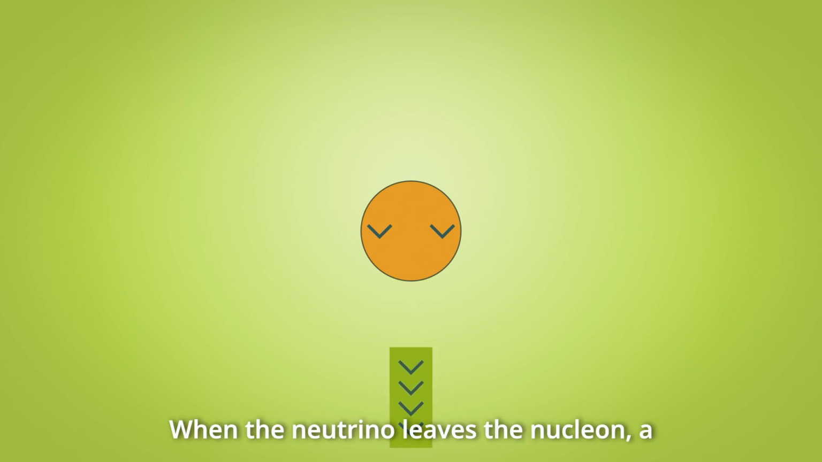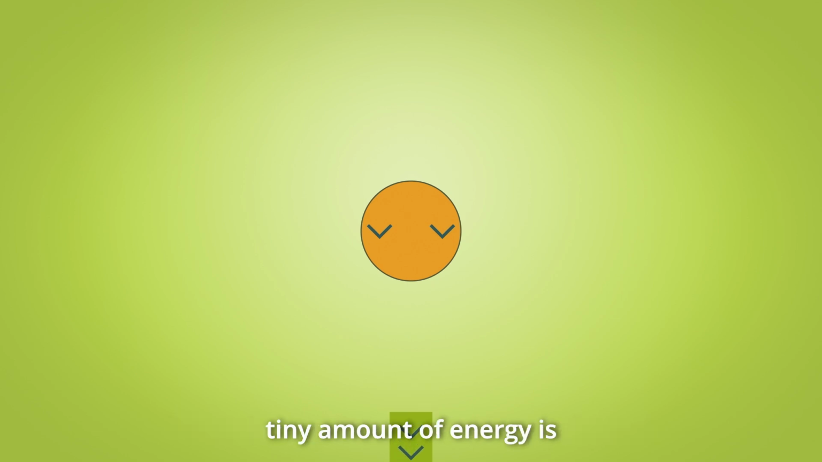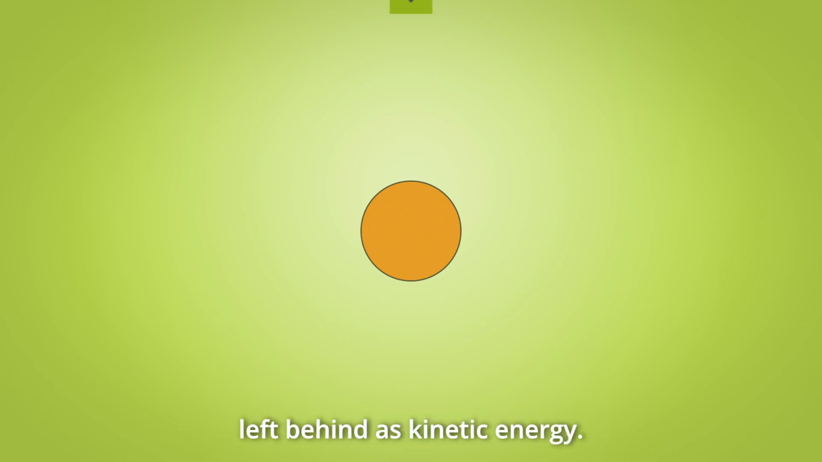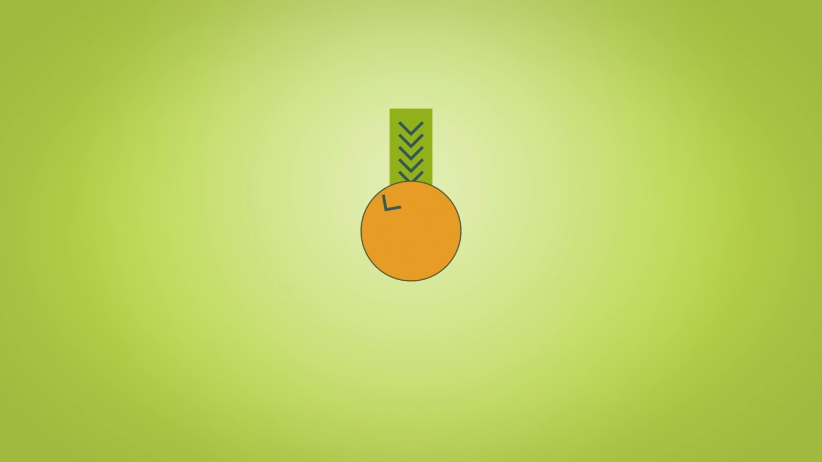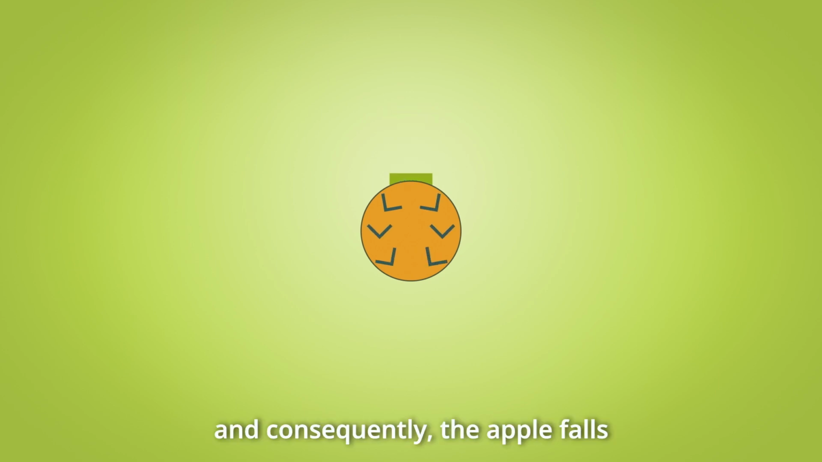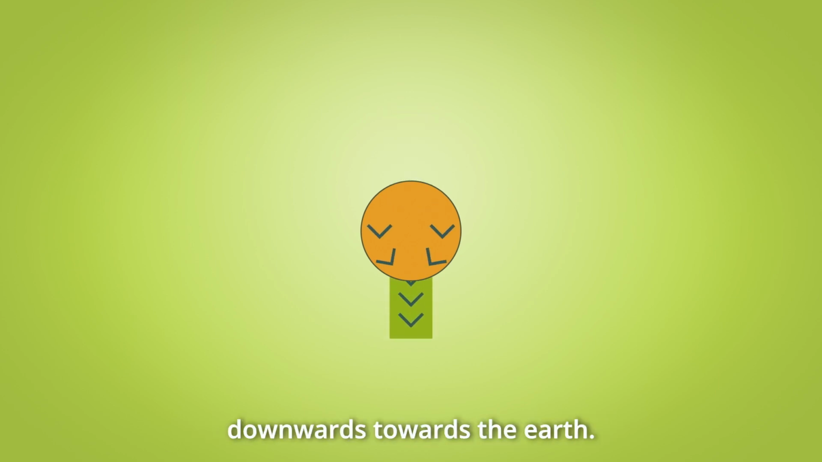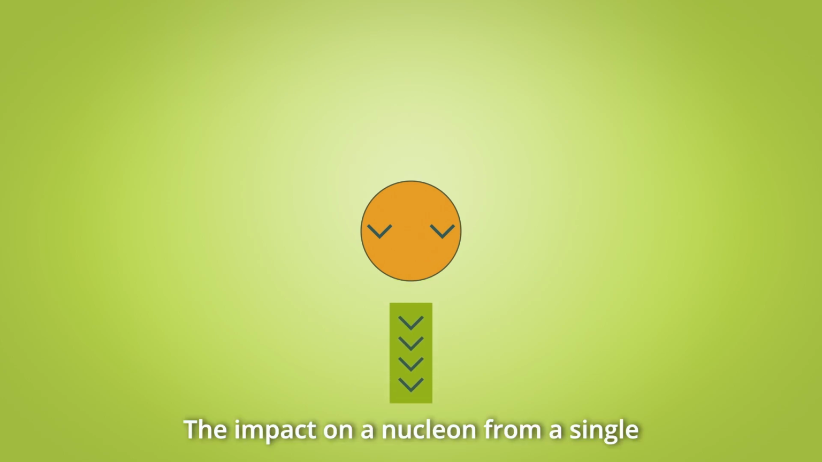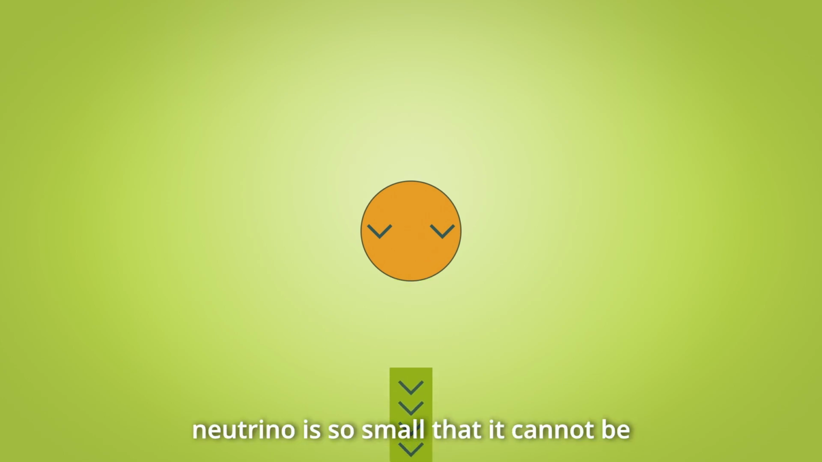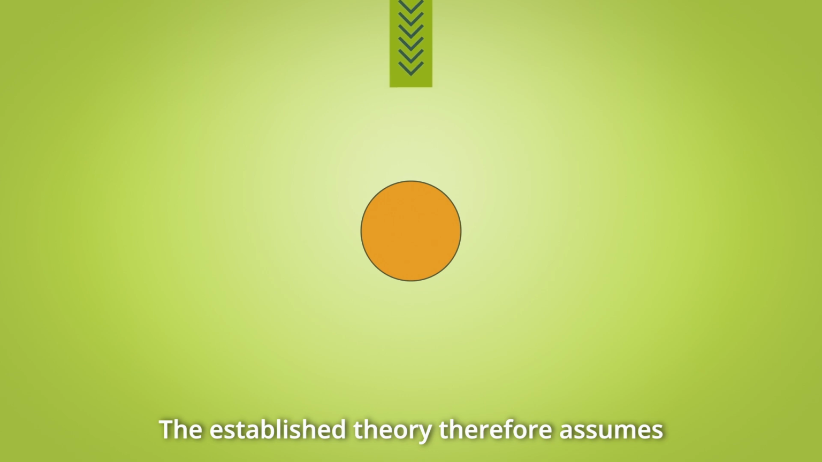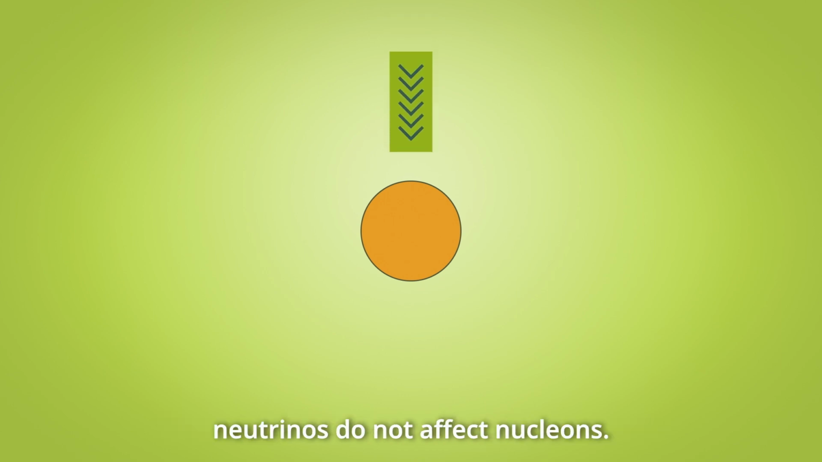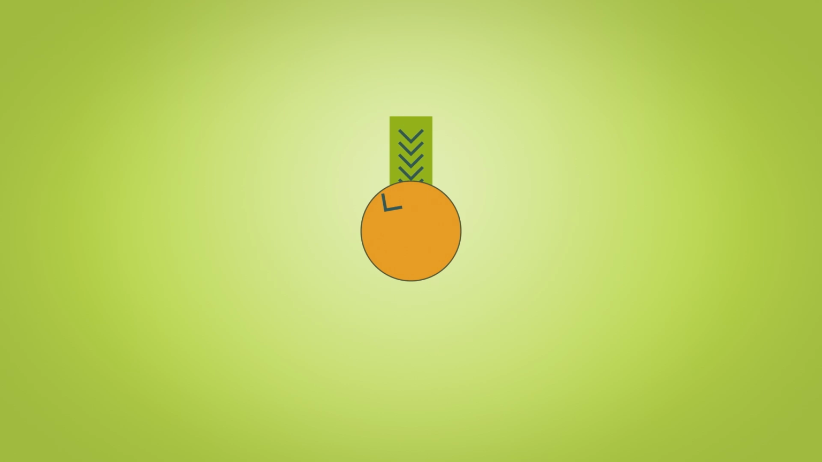When the neutrino leaves the nucleon, a tiny amount of energy is left behind as kinetic energy. Every second, billions of neutrinos give a trace of kinetic energy to the apple, and consequently, the apple falls downwards towards the Earth. The impact on a nucleon from a single neutrino is so small that it cannot be observed in laboratories. The established theory therefore assumes that the cosmic neutrinos do not affect nucleons.